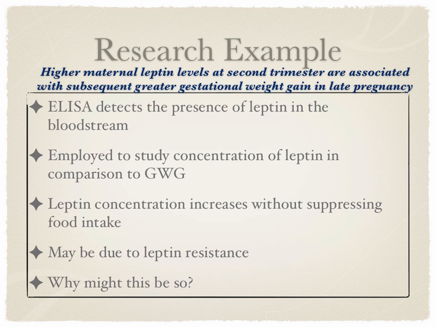This research studies the adverse effects of increased leptin levels and gestational weight gain. ELISA is used to detect the presence of leptin in the bloodstream. The ELISA technique is very sensitive and accurate to determine the concentration of leptin in comparison to gestational weight gain. It also proves that the concentration of leptin increases during pregnancy without suppressing food intake. In the placenta of pregnant women, there are levels of leptin that increase throughout the pregnancy. This would lead us to believe that there would not be weight gain in pregnant women.